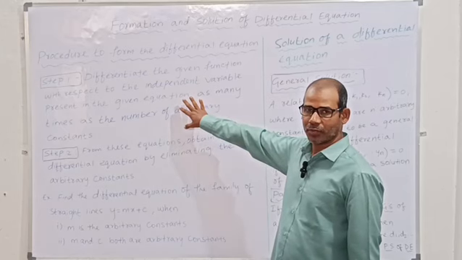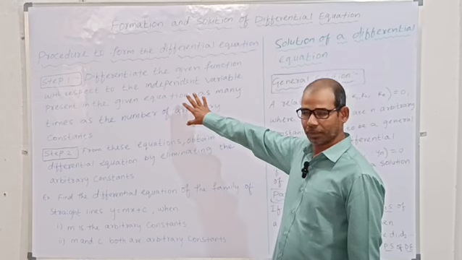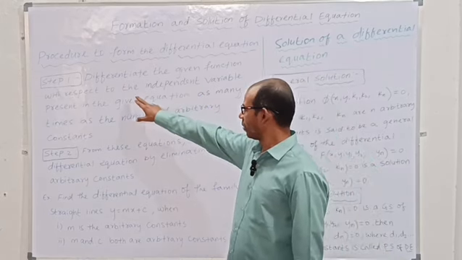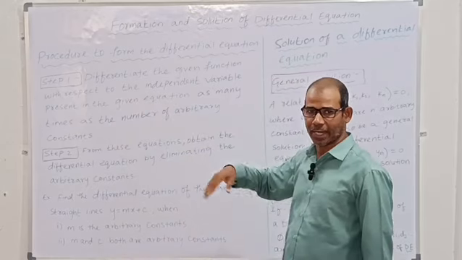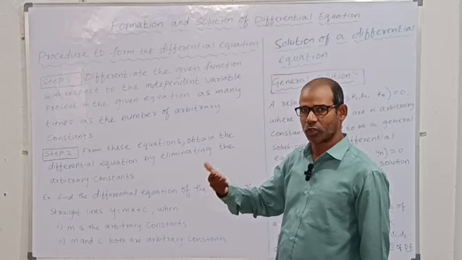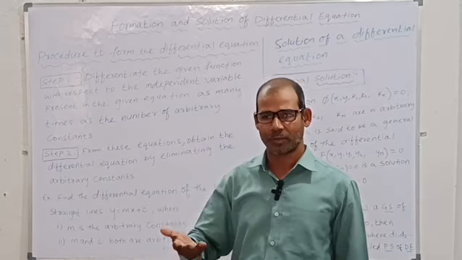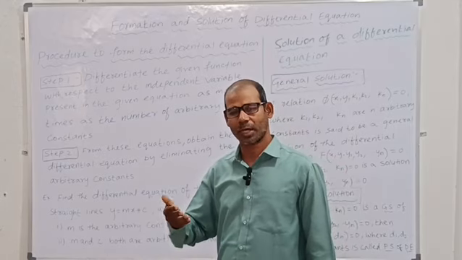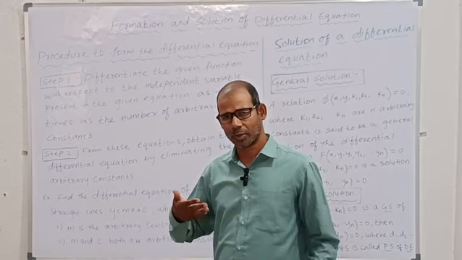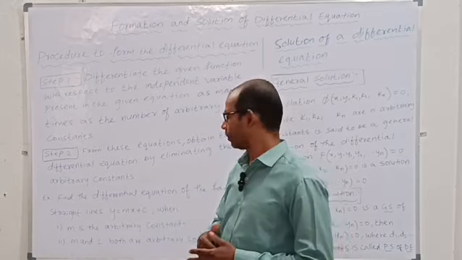First of all, from the given equation you have to find out how many arbitrary constants are given. Depending on the number of arbitrary constants, you have to differentiate that many times. If there are two arbitrary constants, you have to differentiate two times. If there is only one arbitrary constant, you differentiate only one time. If there are three arbitrary constants, then you have to differentiate the given equation three times.